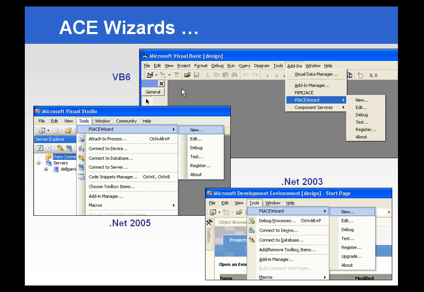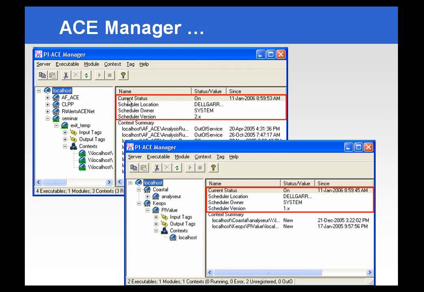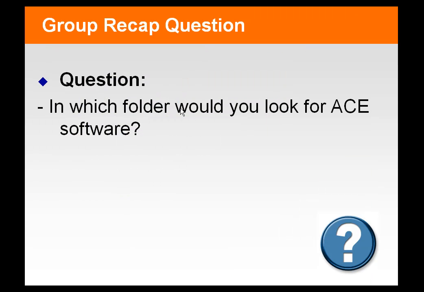How the wizards present themselves is in the development environment. In Visual Basic 6, you will find the ACE wizard under add-ins. In Visual Studio .NET 2003 or 2005, you will find the ACE wizard under the Tools menu. We'll see that a little bit later. And then finally, the ACE Manager is a standalone application that will be found in your Start, Program Files, Pi System menu in your program tree on your system.